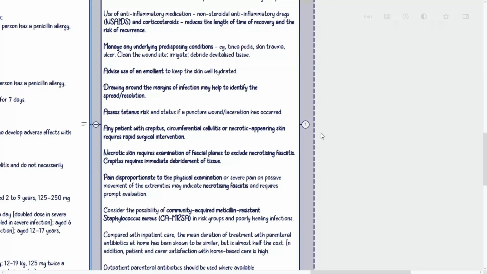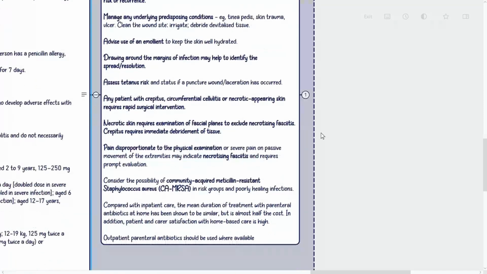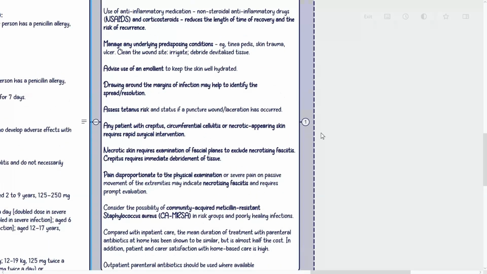Clean the wound site. Irrigate. Debride devitalized tissue. Advise use of an emollient to keep the skin well hydrated. Drawing around the margins of infection may help to identify the spread resolution. Assess tetanus risk and status if a puncture wound or laceration has occurred.